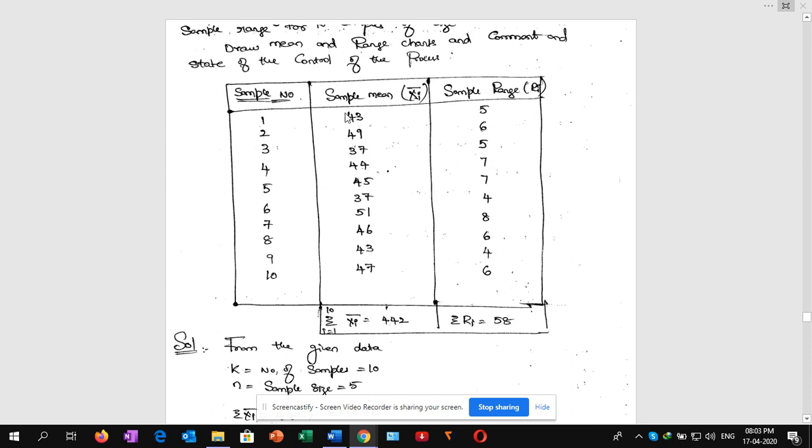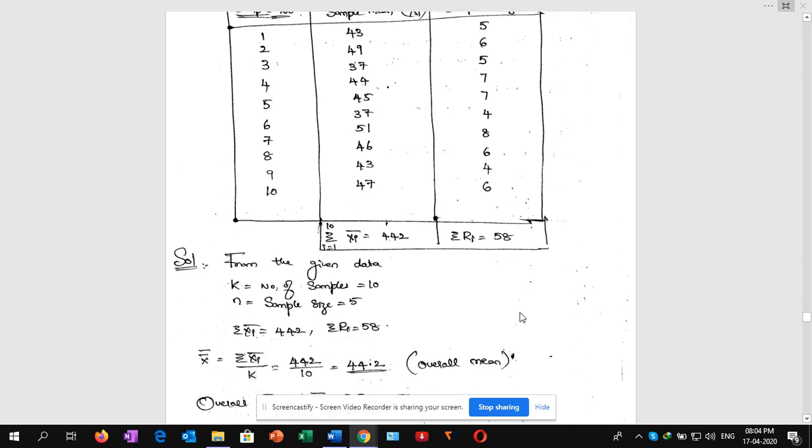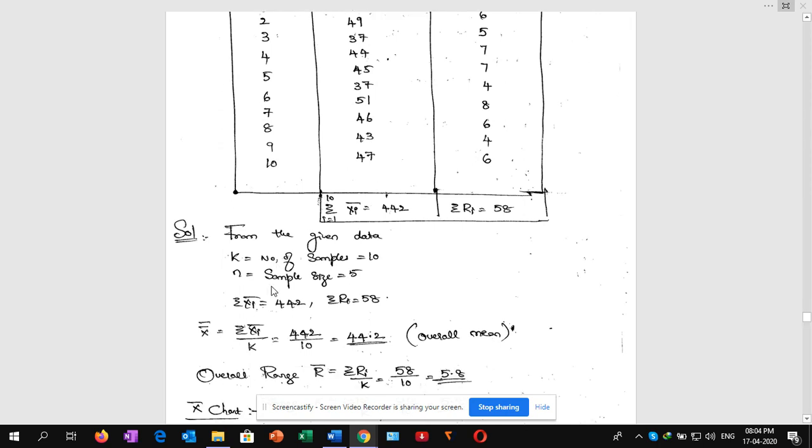So we already know that the sum of these gives sigma Xi, that is 442. For the sample range Ri, the sum is 58. From the given problem, we have the number of samples is 10 and the sample size is 5. He will give this in the problem. Here we have sigma Xi is 442 and sigma Ri equal to 58.